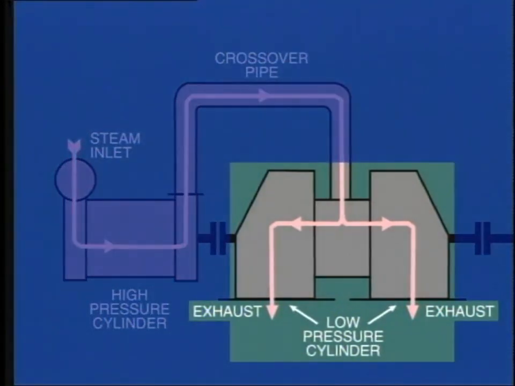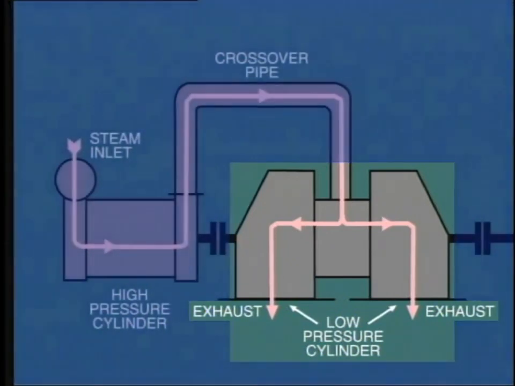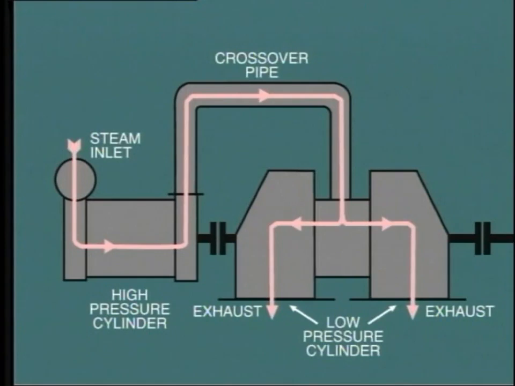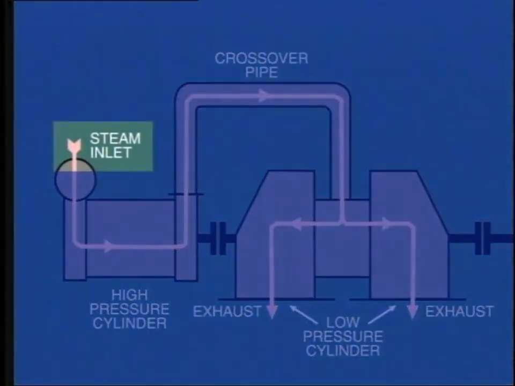Most low-pressure cylinders are of the double flow type, where steam enters at the center and flows outwards in opposite directions. This provides some balance to the thrust and tends to keep the shaft centered. As the steam path of the high-pressure and low-pressure cylinders is in series, all of the control is carried out of the steam inlet admission valves at the high-pressure end.